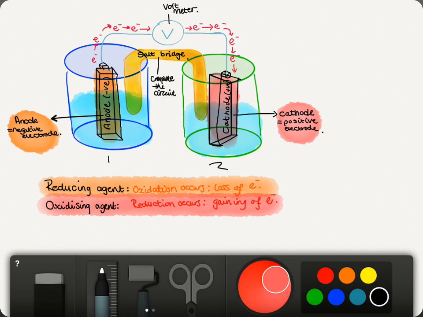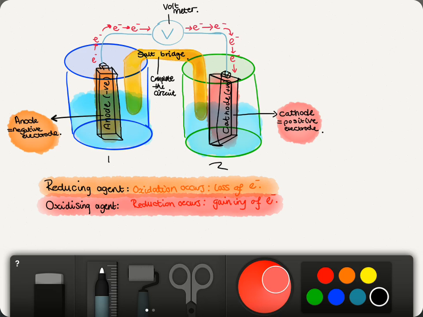In terms of then electron transferring, the electrons will transfer from the reducing agent to the oxidizing agent because oxidation is the loss of electrons, so it's this side where the electrons are being lost. Reduction is the gaining of electrons, so it's this side where the electrons are being gained.